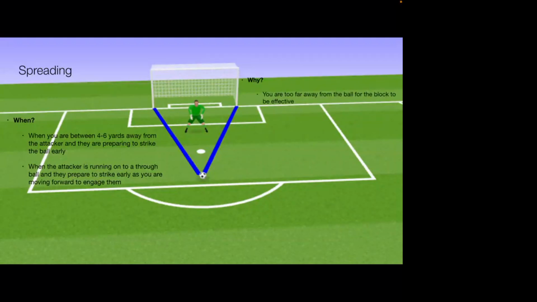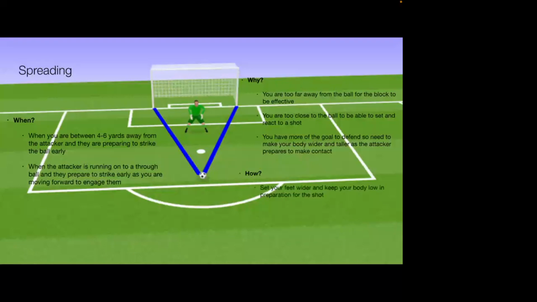So why would you use a spread? As I've mentioned, you're too far away from the ball for the block to be effective, obviously, unless the ball's struck straight at you. And you're too close to the ball to be able to set your feet and give yourself a good opportunity to react to the shot. So again, you would also use it because you've got more of the goal to defend. You need to make your body wider and taller as the attacker prepares to make contact. So how? You'll set your feet a touch wider, which gives your body a better chance of getting wide and low quick.